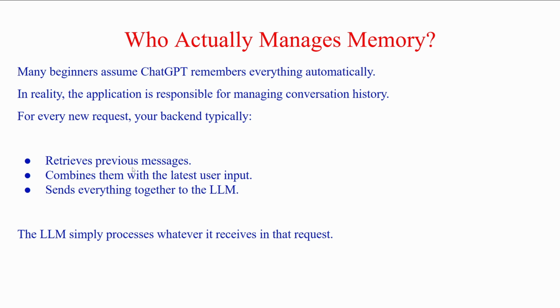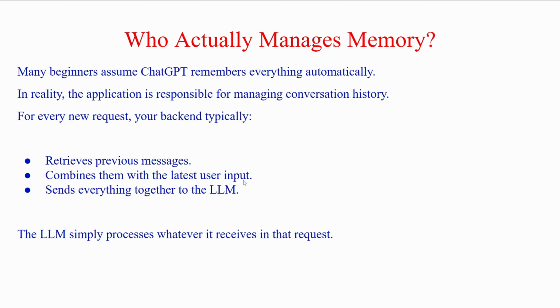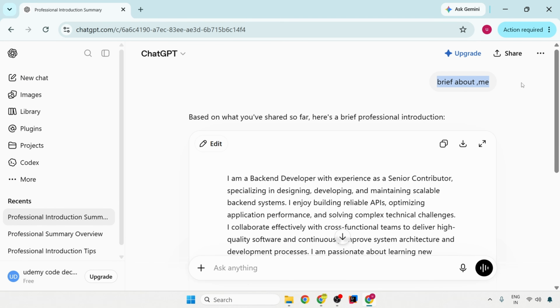The ChatGPT application, this whole application, front end and back end, and not the LLM model, is responsible for combining all these summaries with the latest user input and sending everything together to the LLM that is going to respond to you. This response is coming from an LLM model, say the ChatGPT 5.6 model. But that is not the core of the ChatGPT application.